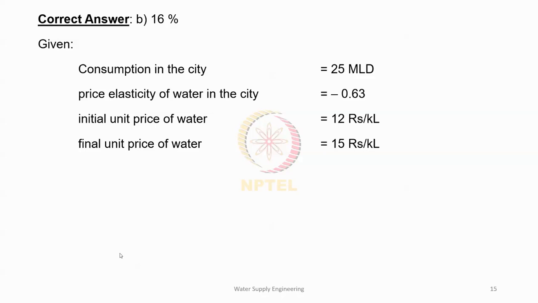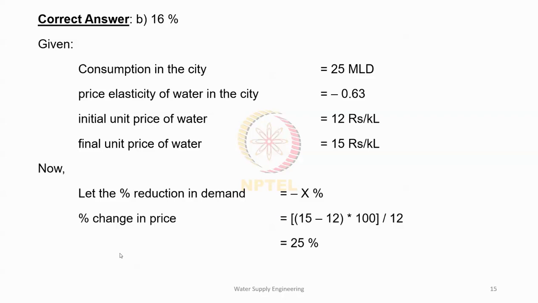So, consider that the percentage reduction in demand is minus X percentage. Then, the percentage change in price, we can see it as final minus initial by initial into 100, right? So it is 15 minus 12 by 12 into 100, which is 25 percentage.